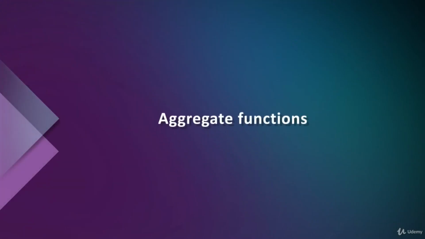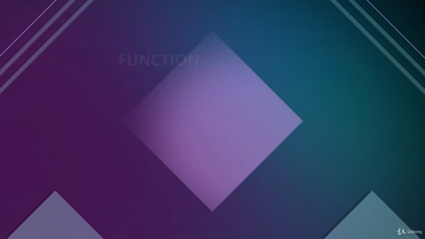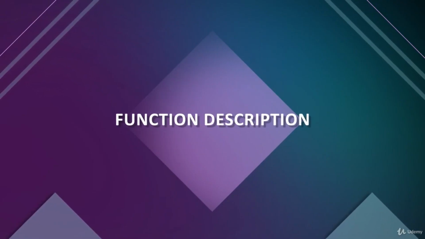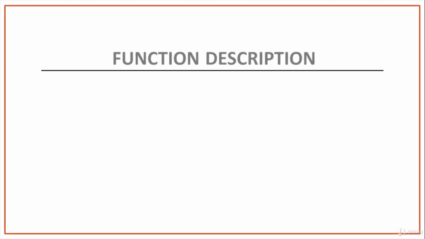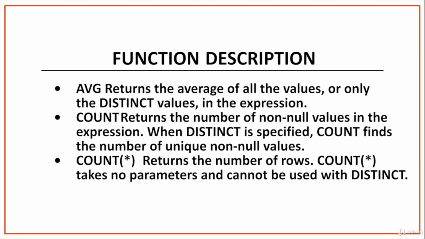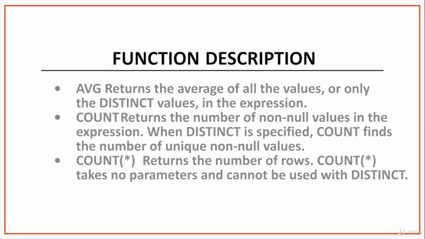Aggregate functions perform a calculation on a set of values and return a single or summary value. As for function descriptions, AVG returns the average of all the values or only the distinct values in the expression. Count returns the number of non-null values in the expression. When distinct is specified, count finds the number of unique non-null values. Count asterisk returns the number of rows. Count asterisk takes no parameters and cannot be used with distinct.